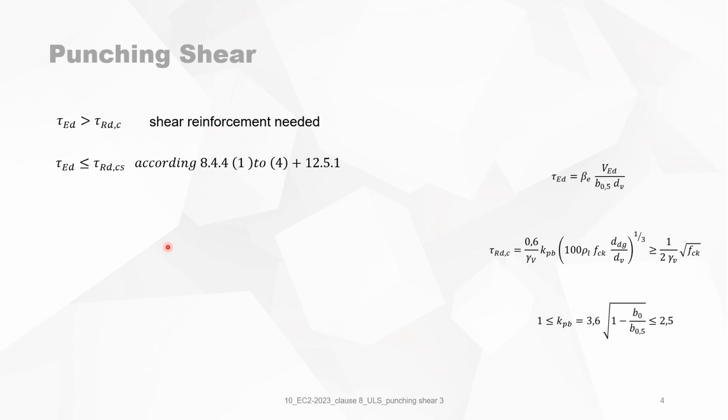Now, when tau ED is bigger than tau RDC, then we have to apply shear force reinforcement, and the design value of the shear stress resistance is of course a combination of the resistance of the concrete and the resistance of the shear reinforcement. The proportionality factors are eta C and eta S. Of course, the total resistance must be bigger than rho W f y w d.